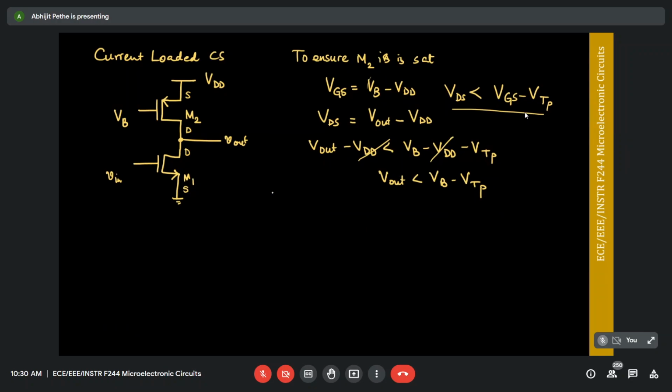How do I keep M1 in saturation? So this is for M2 in saturation. To keep M1 in saturation, what should I do? Sir, here the Vout and the Vin are the DC voltages, right? Yes, these are all DC. So think about this as two voltages. There is an AC small signal voltage Vout and a DC voltage Vout. Similarly, Vin. So to keep M1 in saturation, what is the DC voltage condition I need to satisfy?